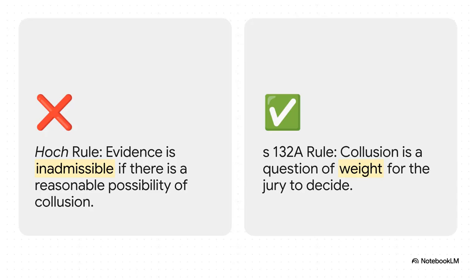And here is the absolute game changer. Under the old Hoch rule, if there was even a reasonable chance the witnesses had cooked up their stories together, collusion, the evidence was out. The judge had to throw it out. Section 132A completely flips this on its head. Now, the possibility of collusion doesn't automatically kill the evidence. It becomes a question of weight for the jury to figure out.